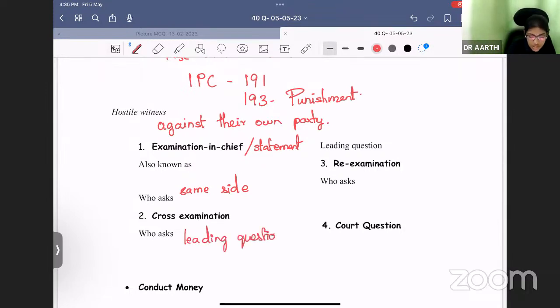In cross-examination, they will ask leading questions. A leading question is a yes or no type of question, and it will be asked by the opposite party. Then comes the re-examination. In cross-examination, they might have deviated me. In re-examination, the same side party will just clarify the points. They will ask, okay doctor, would you like to clarify this particular point? That is done in the re-examination. And the court can ask questions at any time, at any point during the session.